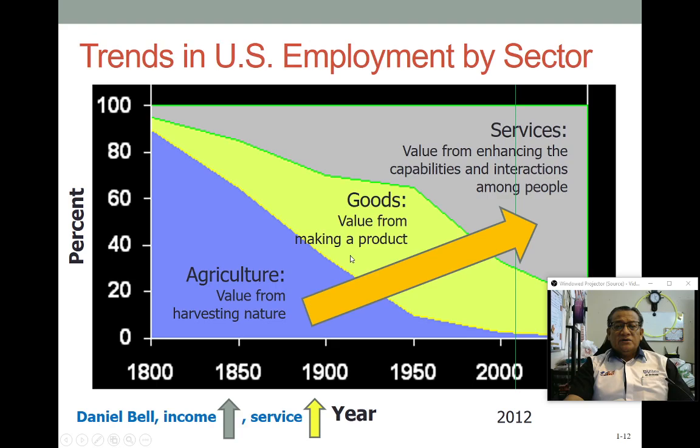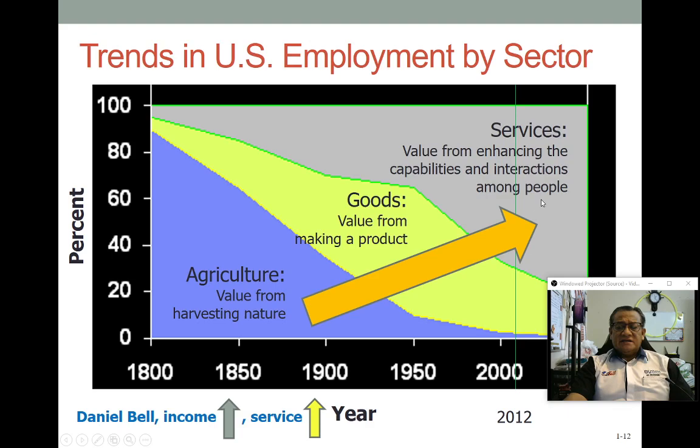So this is where goods are processed into another form so that they can last for a long time. And on top of that, later they move on to the segment for services, in which value is enhancing the capability of interaction among people. So the goods that are packaged or canned can be served or exported to many parts of the world to be available for the global market, right? So this is the trend of employment by sector in the United States. They are all moving up the employment towards the servicing sector.